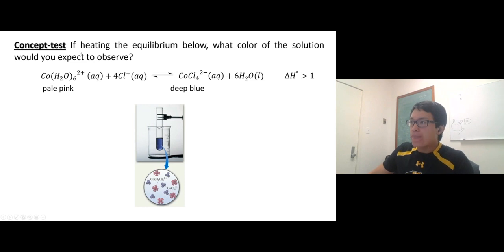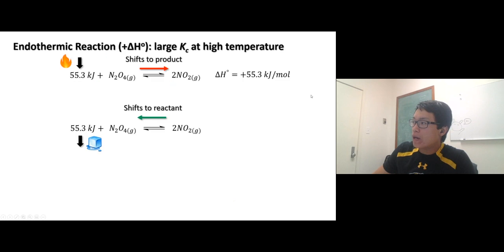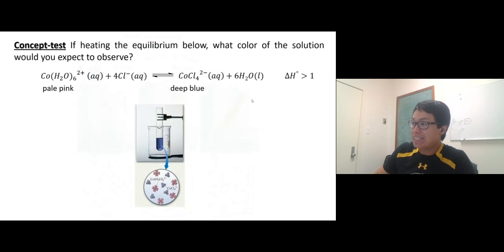All right, let's try this one. If you get what I said, if heating the equilibrium below, what color of solution would you expect to observe? We have pale pink as a reactant and deep blue for the product, cobalt(II) tetrachloride. The enthalpy or the heat of reaction is more than 0, so plus sign. Is it endothermic or exothermic? Plus, endothermic. So this reaction absorbs heat.